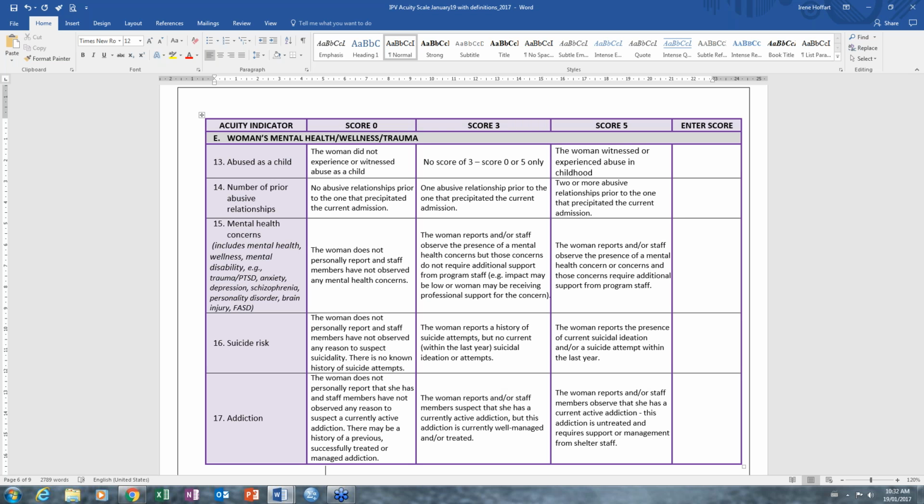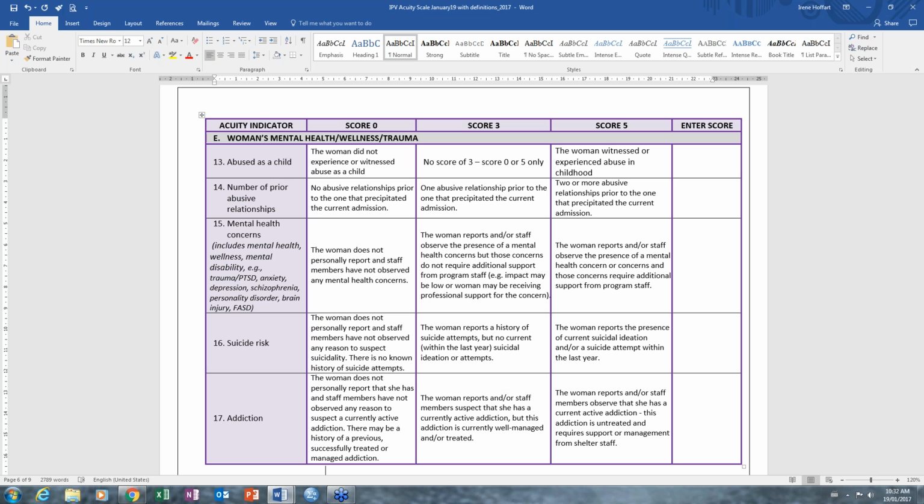So, addiction. Again, same as mental health and suicide risk, this is not specific, not black and white. That does talk to suspecting or your perception. So the woman does not personally report that she has, and staff members have not observed any reason to suspect, a currently active addiction. So, Susan, what would make you think about suspecting an addiction? I'll let you answer maybe in a little while, if you want.